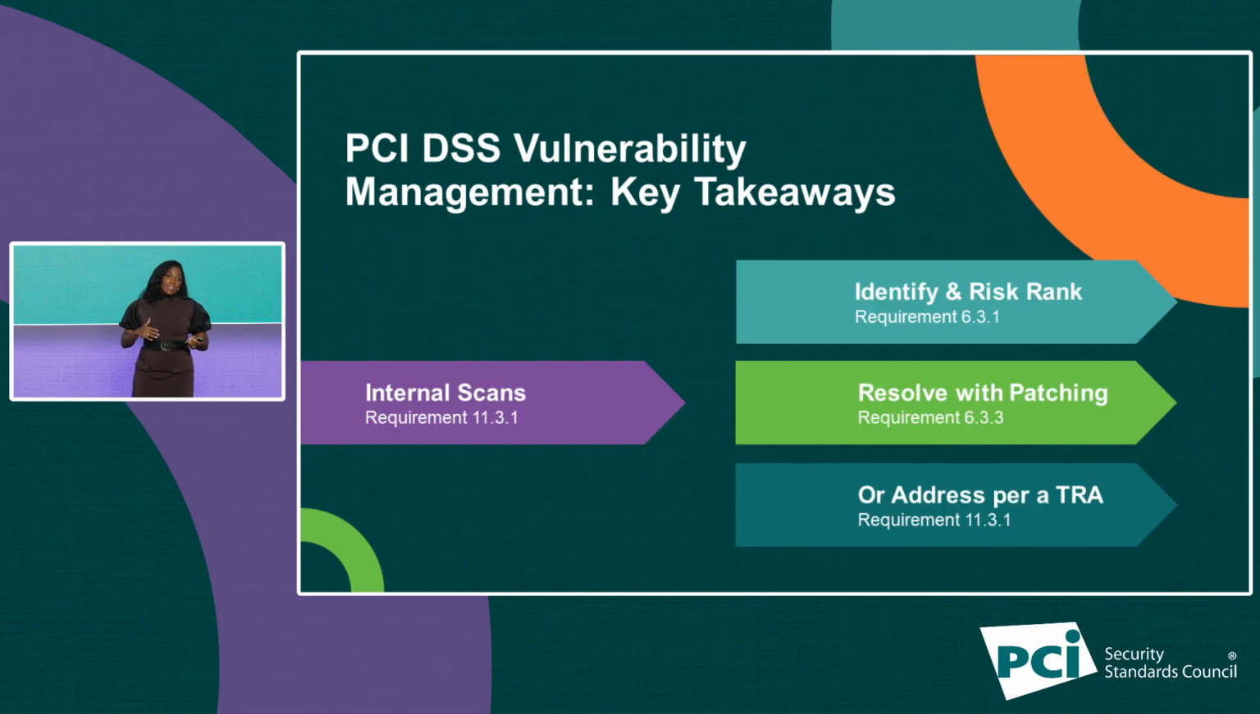For your internal scans, consider doing the scans more often as well, and remember to use multiple different sources for your vulnerability information, not just the scan results. Identify and risk rank your vulnerabilities. Once the risk ranking is agreed by your organization, then you can prioritize accordingly. Either resolve via patching or use risk-based decisioning to address lower risk vulnerabilities, with that approach documented in a targeted risk analysis.